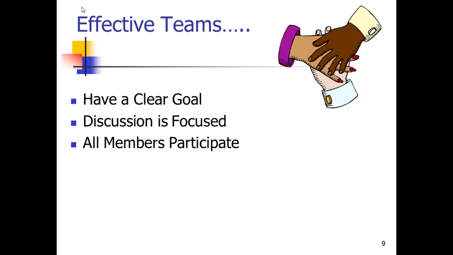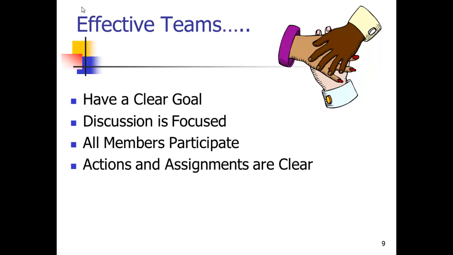Another one is all members participate. We talked about this a little bit back when communications can go awry and different communication behaviors. So you want all members to participate, so you get a good variety of input. You have the experience and background of all members to reach the best solution. Two heads are better than one, or three or four, however big your team is.